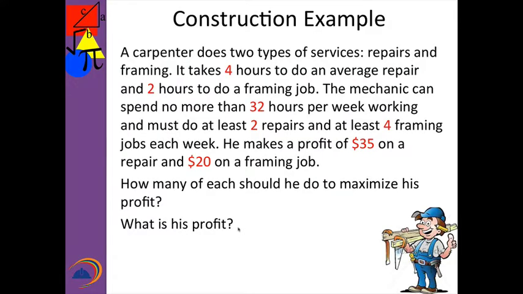Now, here's an example. A carpenter does two kinds of services, repairs and framing. It takes 4 hours to do an average repair job and 2 hours to do a framing job. The carpenter can spend no more than 32 hours per week working and must do at least 2 repair jobs and at least 4 framing jobs each week. He makes a profit of $35 on a repair job and $20 on a framing job. How many of each should he do to maximize his profit, and what's his profit?